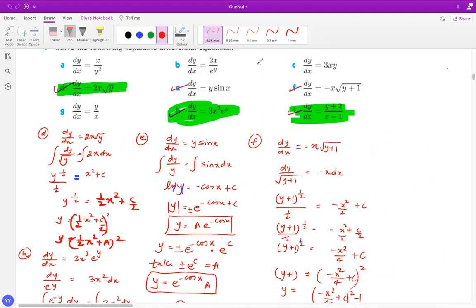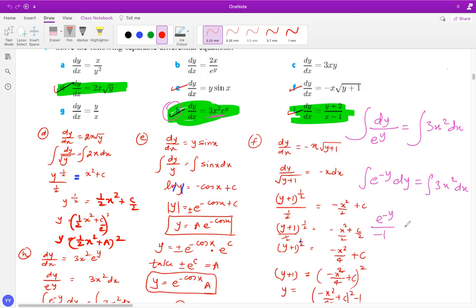Now let's take the third one, which is dy over dx equals 3x squared e to the power y. In this case, once again we isolate. So dy over e to the power y equals 3x squared times dx. Now integrate both sides. You get e to the power negative y dy equals the integration of 3x squared dx. Integrating, you get e to the power negative y over negative 1 equals 3x cubed over 3 plus c. So 3 is gone, and you get e to the power negative y equals negative x cubed minus c.